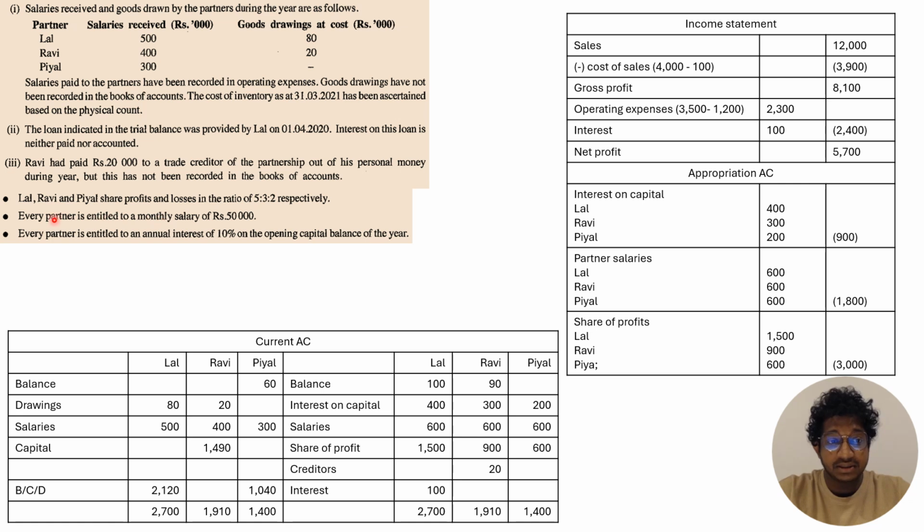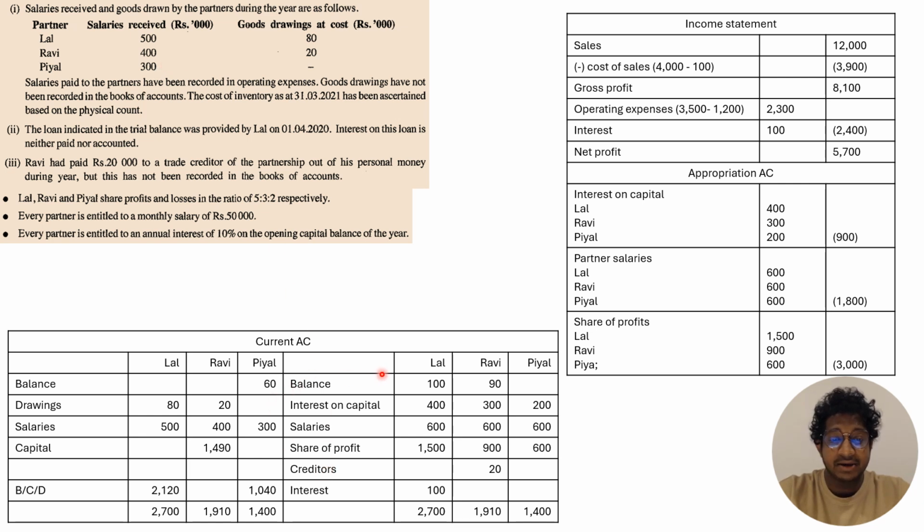So from the agreement, every partner is entitled to a monthly salary of 50,000. Which means from the appropriation account, to each partner, you have to appropriate 600 per each partner. From those salaries appropriated amount, the partnership already paid these amounts.